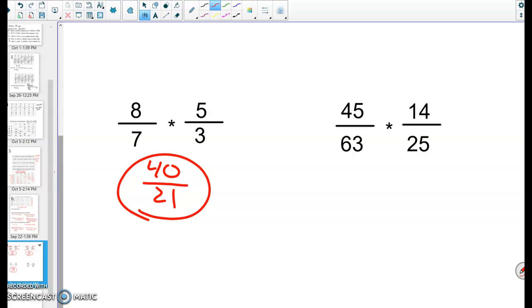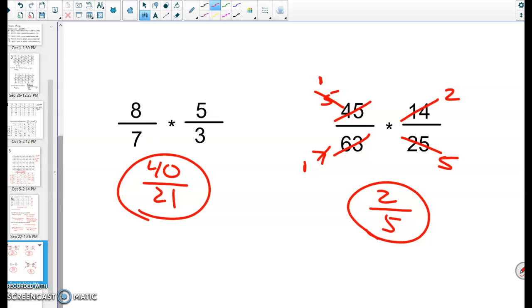And finally, here, I'm going to reduce. 9 goes into 45 5 times. 9 goes into 63 7 times. Can't reduce 14 over 25, but now when I look diagonally, 5 goes into 5 once, and 25 5 times. 7 goes into 7 once, and into 14 twice. 1 times 2 is 2. 1 times 5 is 5, and we get 2/5.